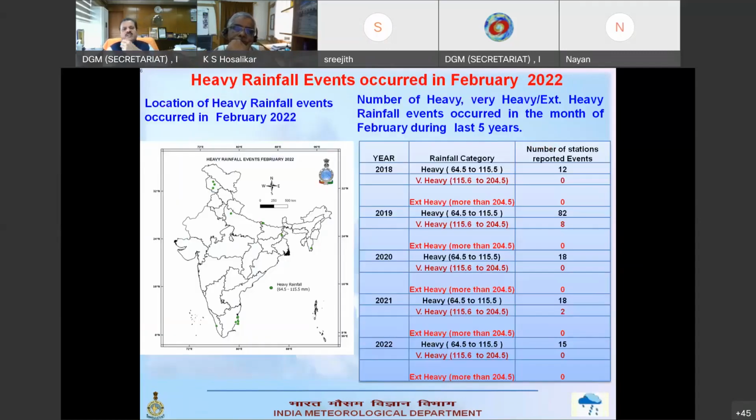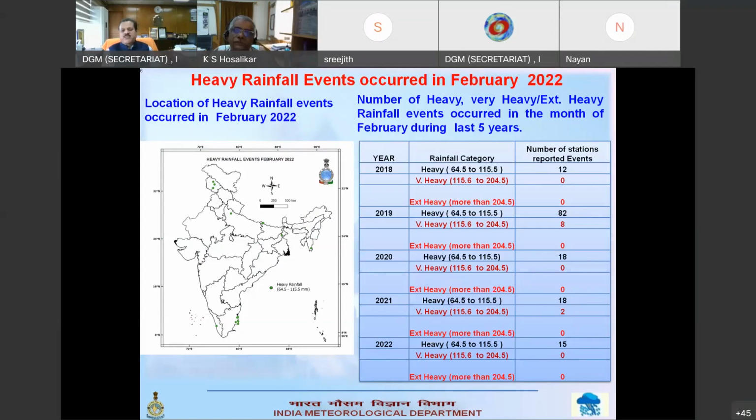Now, if you just look at the heavy rainfall events in the month of February, usually we do not expect heavy rainfall events in the month of February, but sometimes because of the active easterly waves, we can have heavy rainfall events over Andaman Nicobar Islands, Tamil Nadu, Kerala, and the adjoining Southern Peninsula. Otherwise, in association with the western disturbances, sometimes we get heavy rainfall or heavy snowfall activity over the coastal Himalayan region and adjoining northern plains and northeastern states.